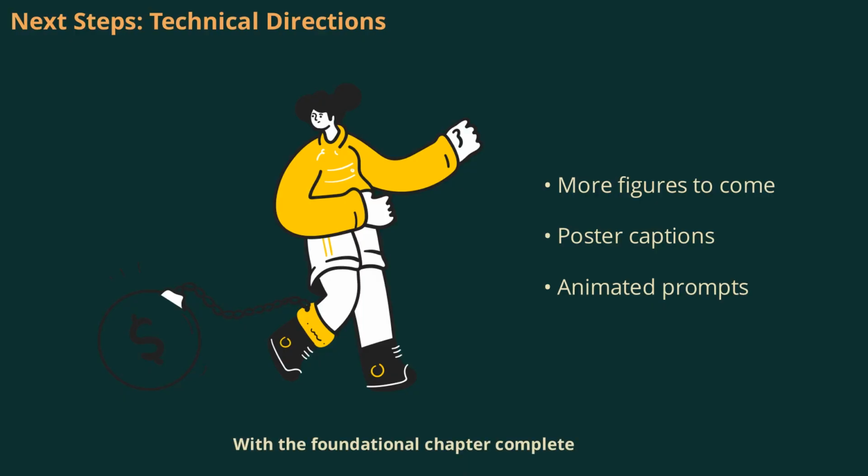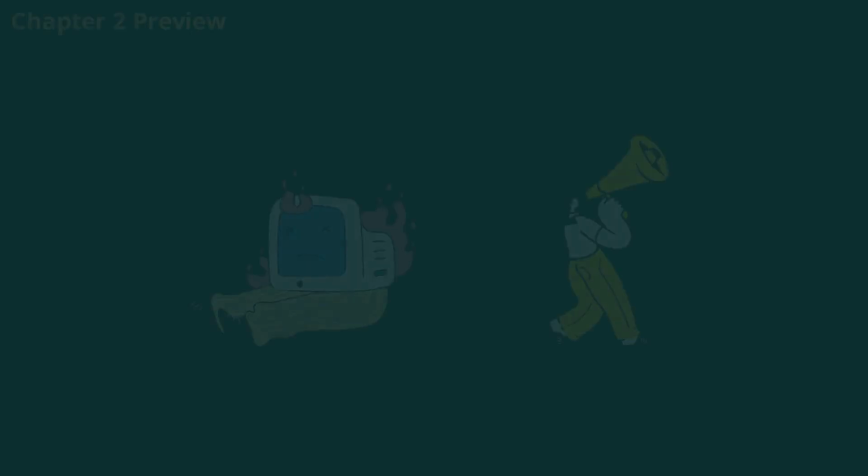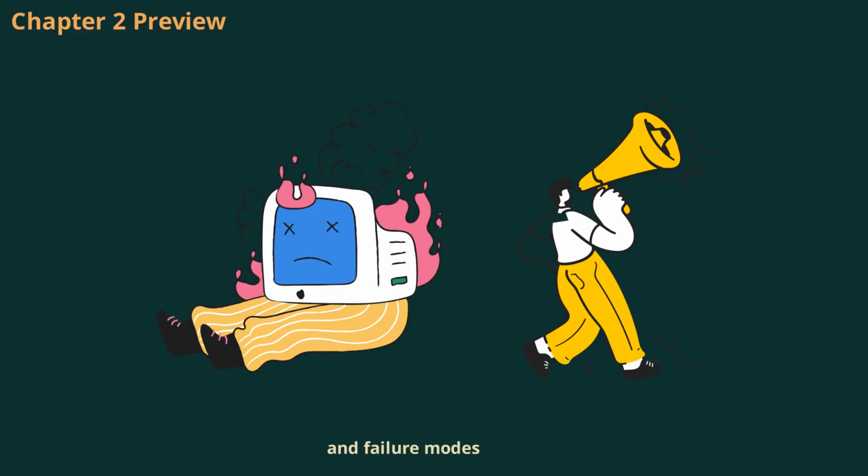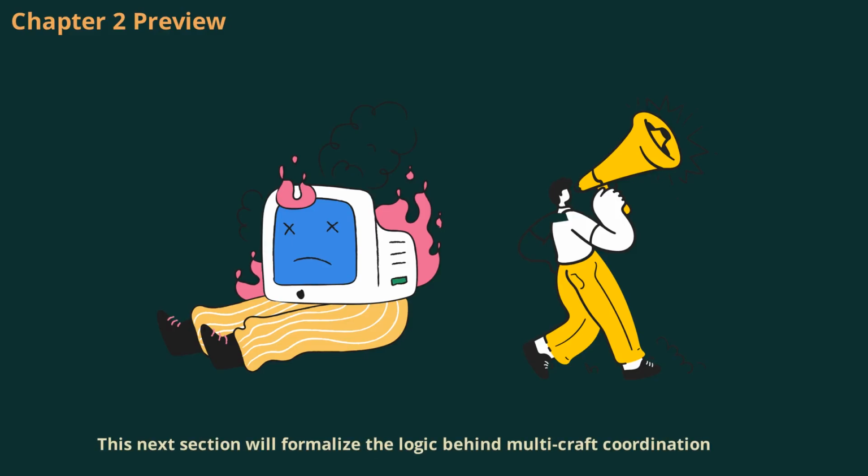With the foundational chapter complete, the next steps include generating additional figures for multi-craft interaction and stability envelopes, converting diagrams into post-ready captions, and creating animated motion phase prompts. These efforts will further align the technical visuals with educational and professional video segments, enhancing understanding and engagement. Looking ahead, Chapter 2 will delve into control theory, eigenvalue stability, and failure modes. This next section will formalize the logic behind multi-craft coordination, stability under extreme conditions, and the mechanisms that prevent system failure. Stay tuned as we continue to build on the mathematical and visual foundation established in Chapter 1.